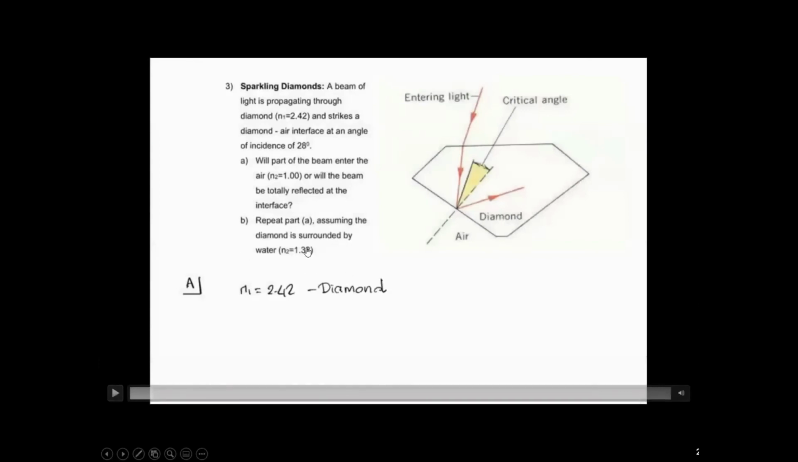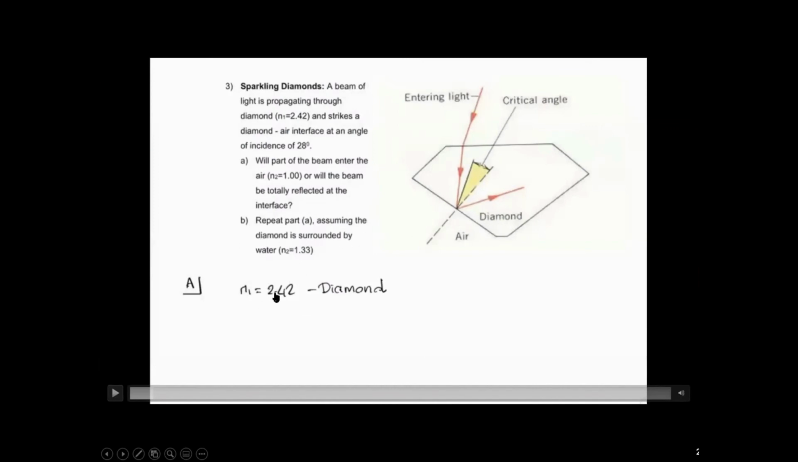All right, I'm hoping that I actually did this mathematically. I'm not sure. All right, so what do we have? We've got the light propagating inside diamond, striking the boundary, the diamond to air interface, at an angle of 28 degrees. So will part of the beam enter the air, which means will it get refracted, or will it be totally internally reflected? And then what would happen if you were to place it into water?